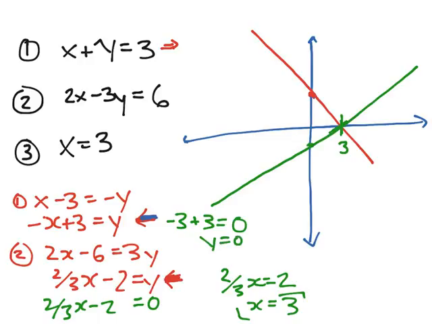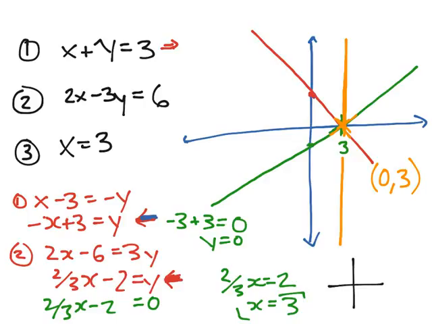Now, our third line, x is equal to 3. This is a straight vertical line parallel to the y-axis going through the point 3, 0. So we see the solution to our system of equations is the point 3, 0, the point where all three lines intersect.